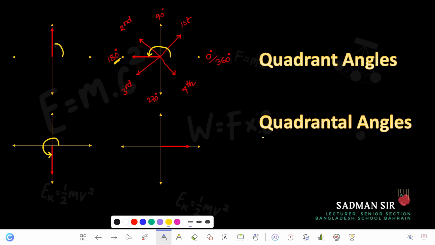In short, we can put it like this: if the terminal ray is along the axis, like the positive side of the x-axis or positive side of the y-axis, or negative side of the x-axis or negative side of the y-axis, any of these four positions, in that case we call these angles quadrantal angles, means 90-degree, 180-degree, 270 and 360-degree. These are called quadrantal angles. But if the angles are in between 0 to 90, or 90 to 180, or 180 to 270, or 270 to 360, then they are called quadrant angles.